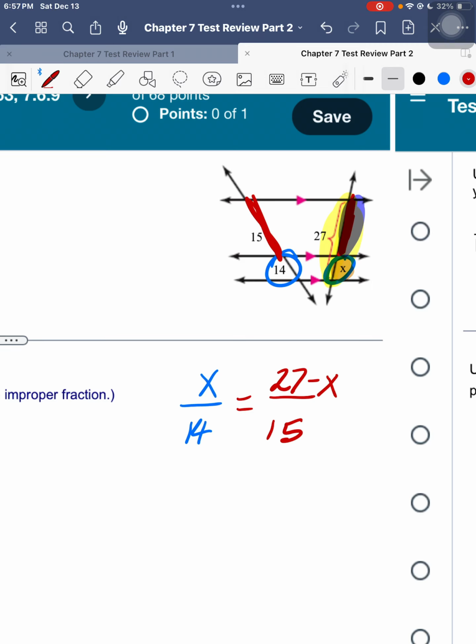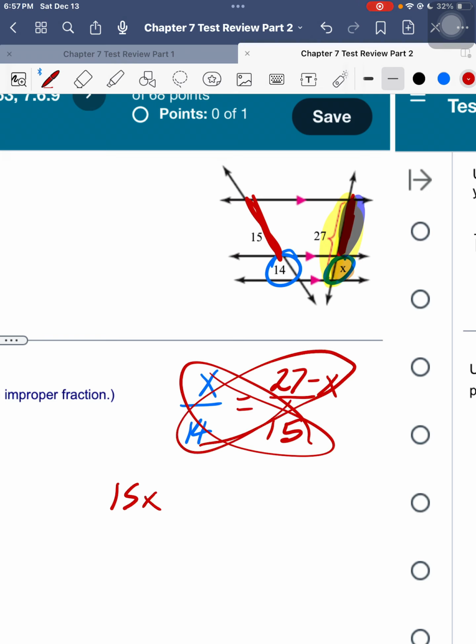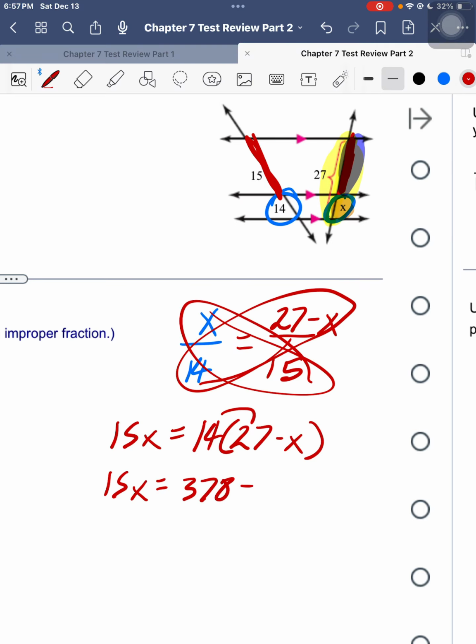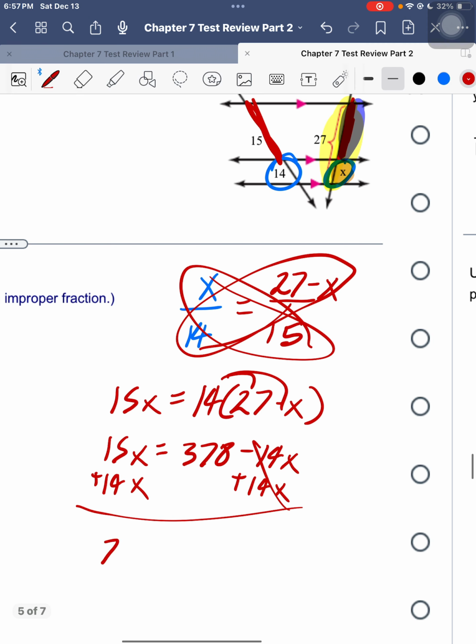And now we can solve for that. What's x times 15? 15x. 14 times 27, so this would be 14 times 27 minus x. So 14 times 27, 378 minus 14x. I'm going to add 14x to this side so that I get my variables on one side and my constants on the other. So I'm going to have 29x equals 378. Divide by 29.